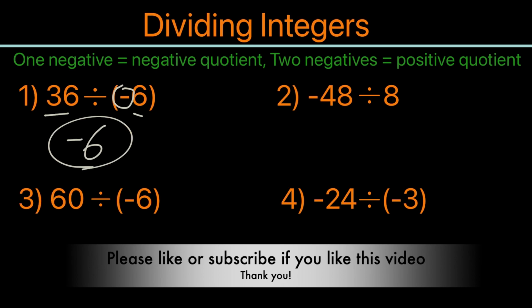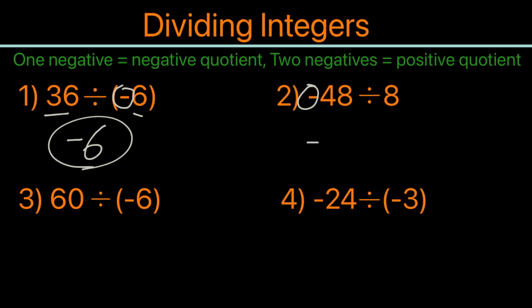For the second example, we have negative 48 divided by 8. And since the dividend is negative, that means that one negative will result in a negative quotient. So we can place a negative first. Then 48 divided by 8. The answer is 6. So the answer is negative 6.